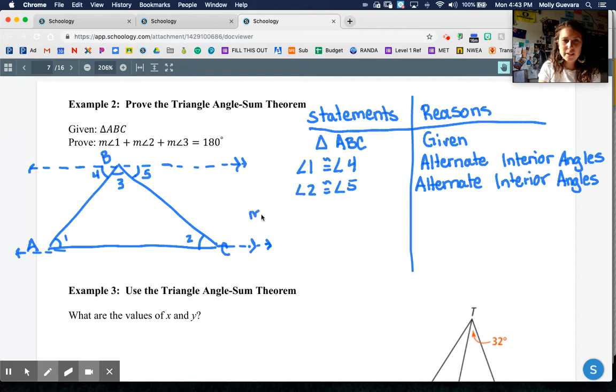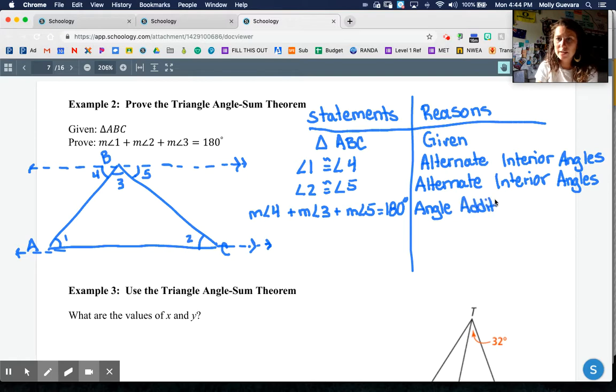So I feel confident in saying that the measure of angle 4 plus the measure of angle 3 plus the measure of angle 5 equals 180. Right? Because this makes a straight line right here. So 4 plus 3 plus 5 is 180. And I'm allowed to say that because I can add angles from the angle addition postulate. Okay, well that's great. Woohoo, right?